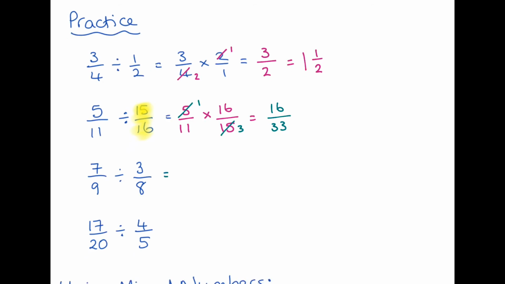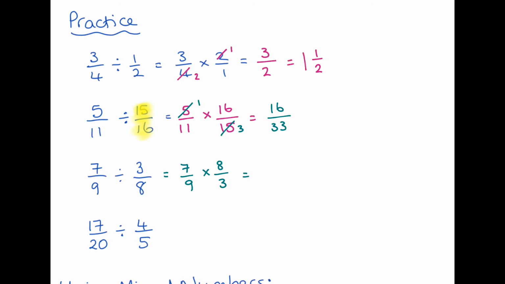Okay, the next one. 7/9 divided by 3/8. So we've got 7/9, and instead of divide by 3/8, we're going to change that to times 8/3. We've turned it upside down. Let's see if there's any simplifying that can be done here. Well, there's none that can be done within each fraction, and also looking across the multiplication sign, there's no simplifying to be done here at all.